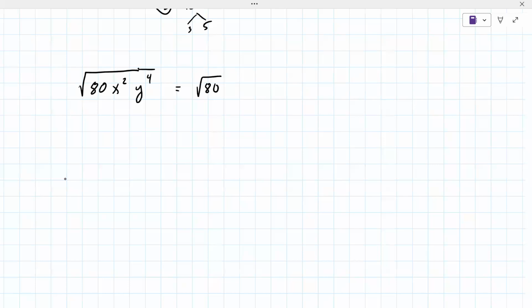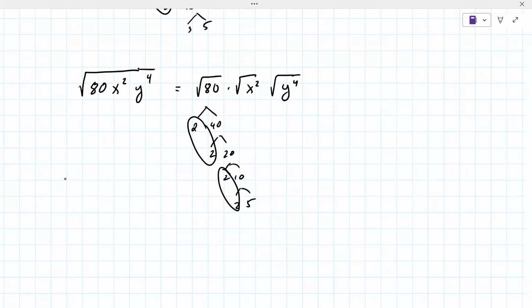Okay. So where this moves to is you get a problem like this, the square root of 80 x squared y to the fourth power. This is really three problems: the square root of 80, the square root of x squared, and the square root of y to the fourth. The square root of 80 you do just like you've been doing. 2 and 40, 2 and 20, 2 and 10, 2 and 5. This becomes 4 square root 5 again.